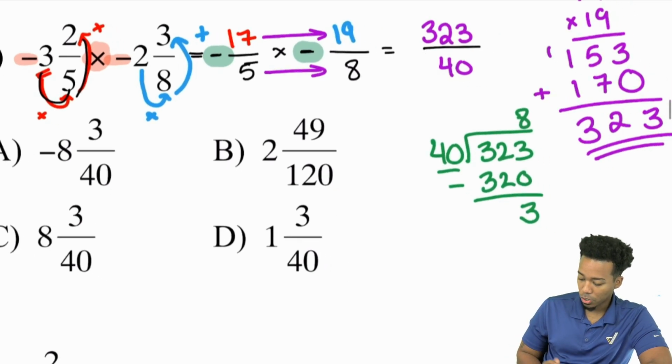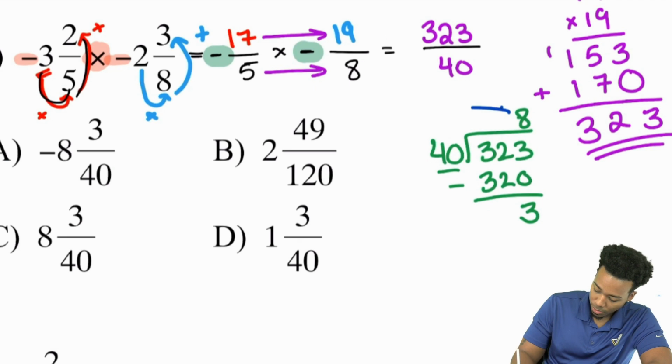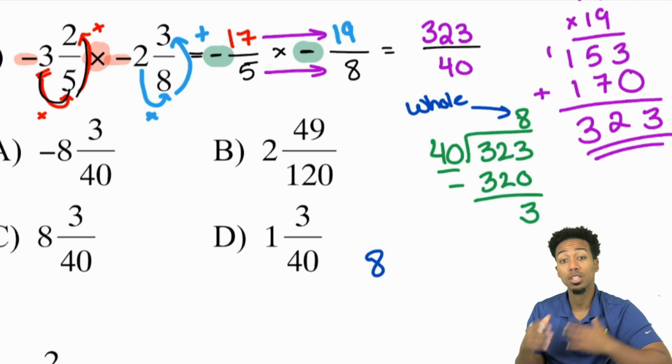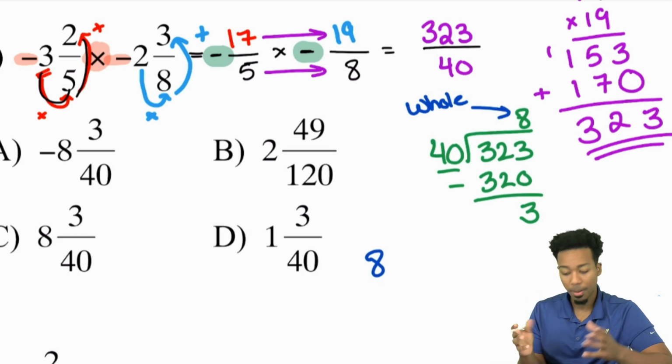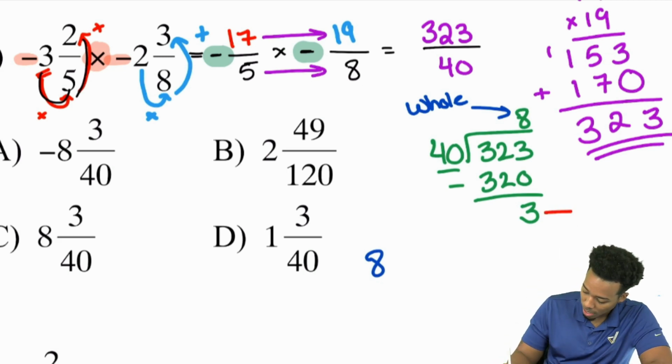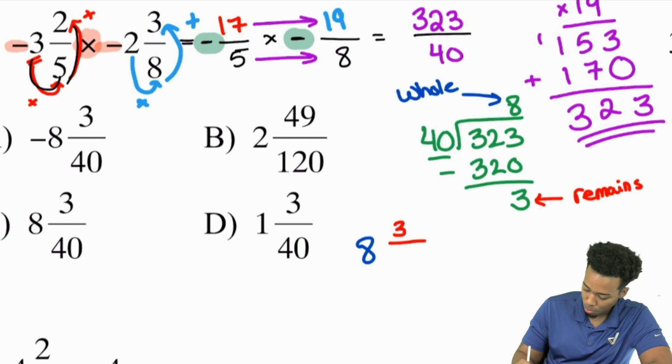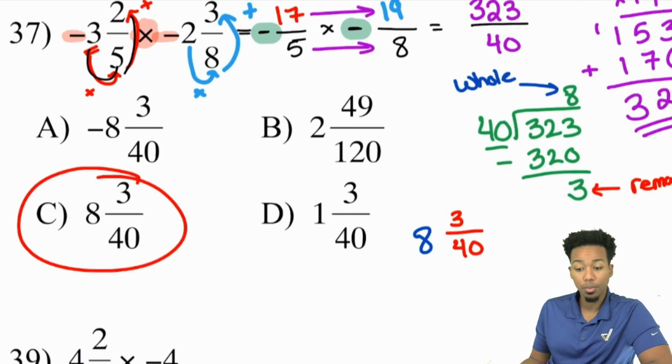Booyah. And so with that said, remember, this right here is your whole number. So we have a whole number of 8 because it can divide into 323 8 whole times. And then we have the remainder right here. This is what remains. And so you keep a 3 over 40. And that's why C here would be the answer in that case.